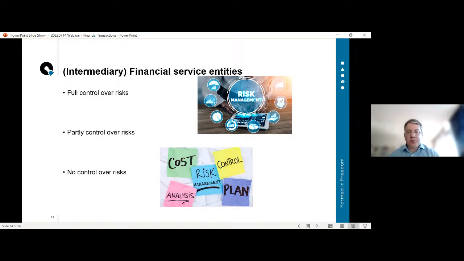But what is not expected, according to the decree, is that there is a contractual limitation of risk, which always used to be something that's frequently used in practice. Again, following the safe harbors of Article 8c. So what you typically encountered in practice is that the risk assumed by the intermediary financial service entity was limited to either 1% of the loan amount or 2 million euros, and the remainder of the risk was borne by the head office or the parent entity or any other entity within the group.